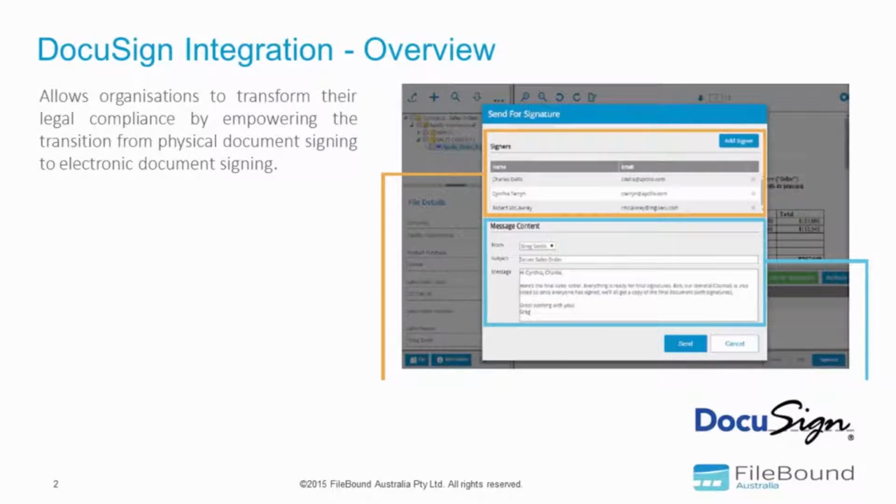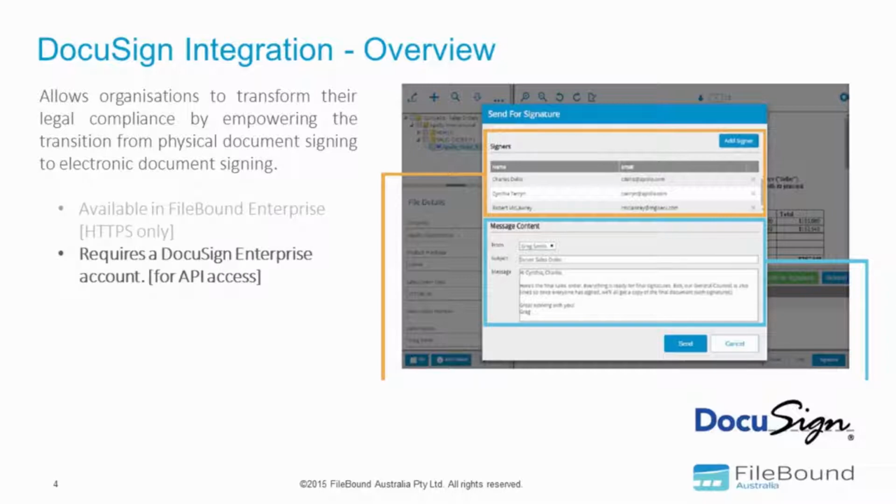The FileBound Docusign integration allows organisations to transform their legal compliance by empowering the transition from physical document signing to electronic document signing. This integration capability is available in the FileBound Enterprise version. It also requires a Docusign Enterprise account.